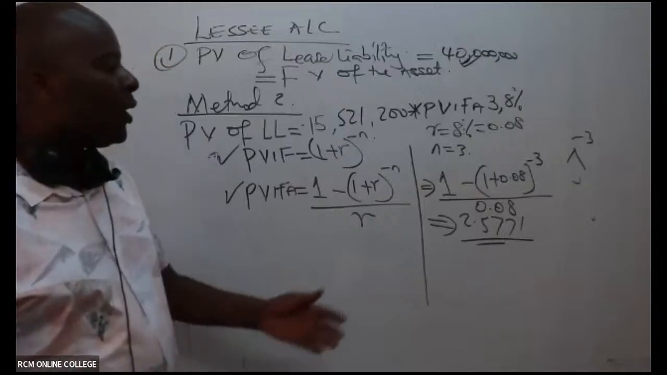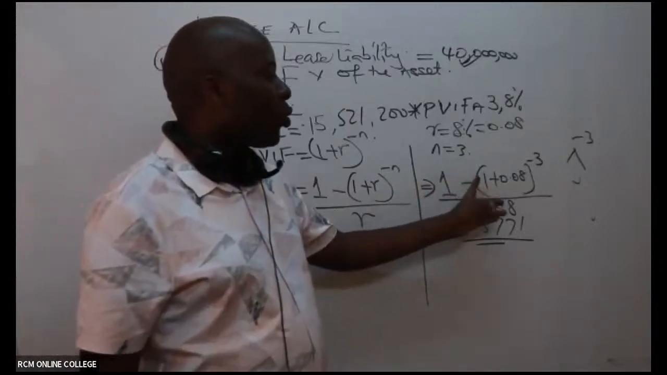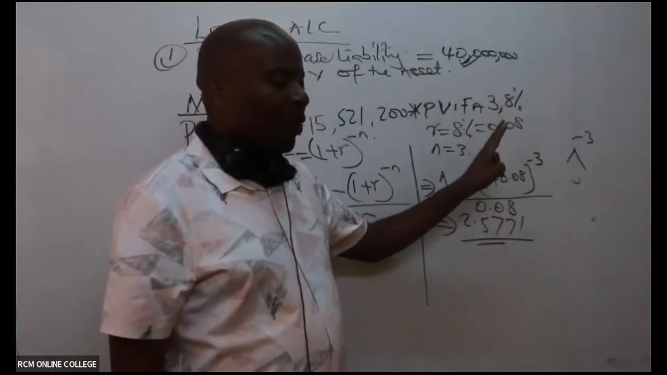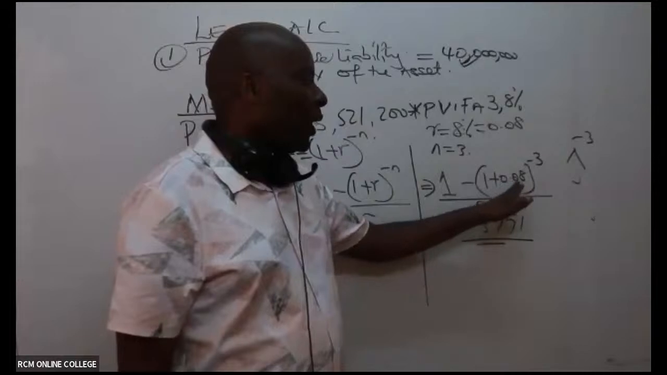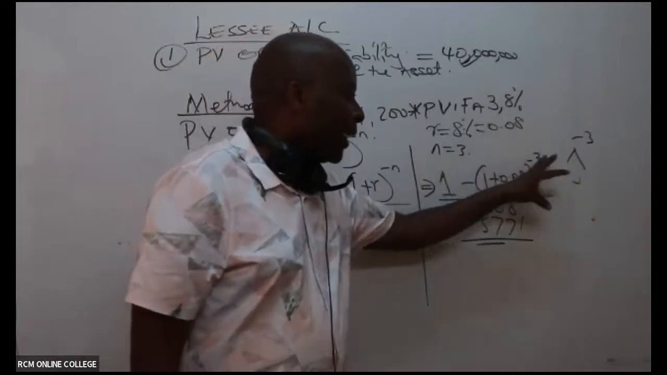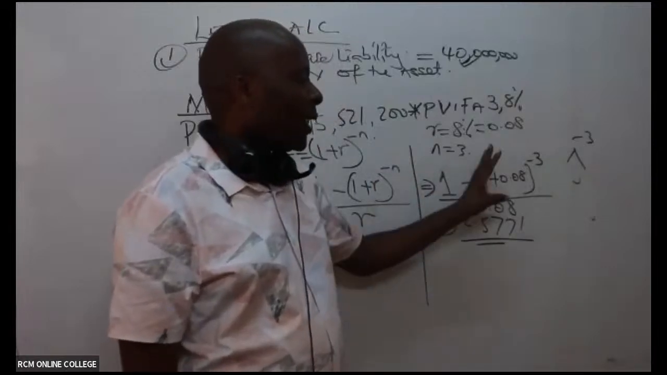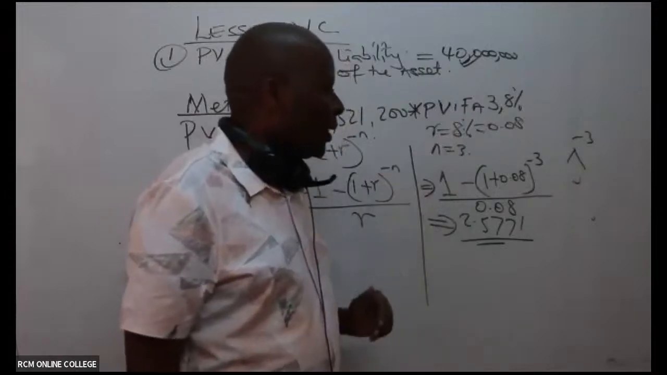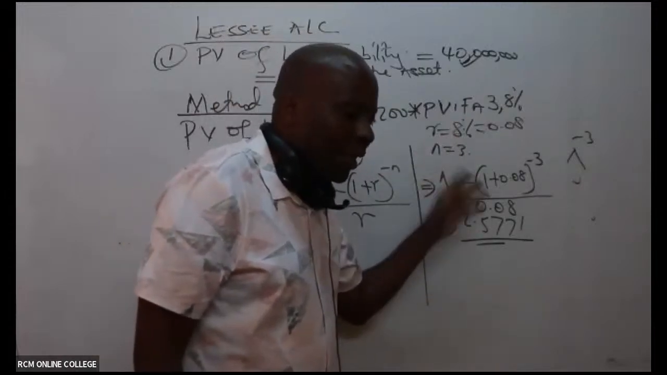Then you can start with this one. You can start with 1.08. You say raised to negative 3. You start with the brackets. You say 1.08 raised to negative 3, and you say equals first. And then you say 1 minus that answer, and then you say equals. After you say equals, whatever you get, you then divide by 0.08.